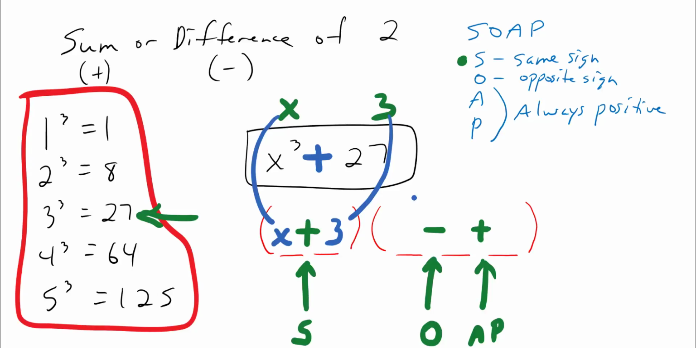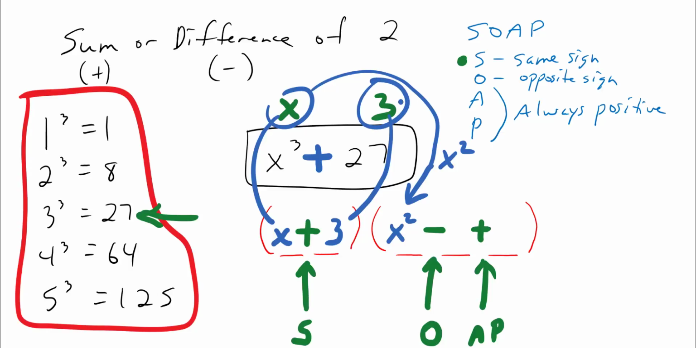In this next position, you're going to take that x and you're going to square it. So it's x squared that goes here. In the last position, you're going to take that 3 and square it. So 3 squared, and you're going to get 9. And that goes here. Okay?